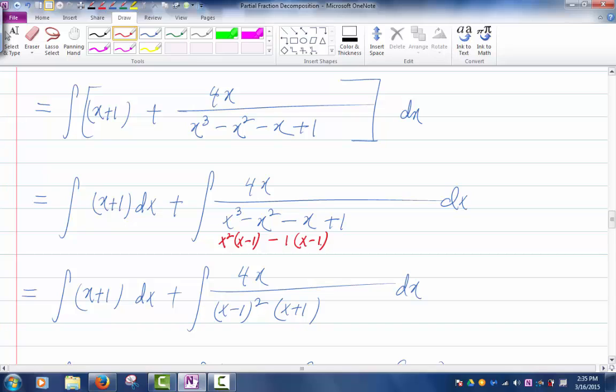And once you do that, now x minus 1 is a common factor. You can factor that out. If you factor out x minus 1, what do you end up with? You're going to get x squared minus 1. And what is x squared minus 1? x minus 1 times x plus 1, right? So you're going to get x minus 1 squared times x plus 1. Okay? So that's how you can factor that out. Let me erase that.